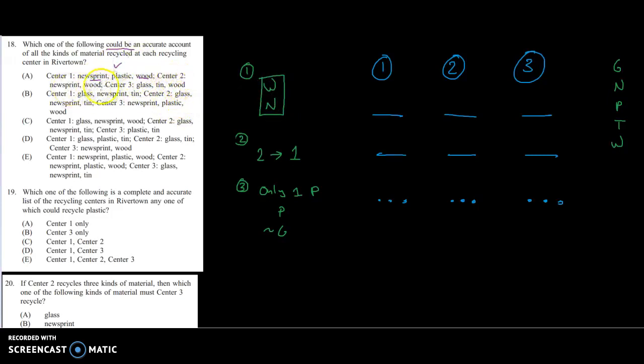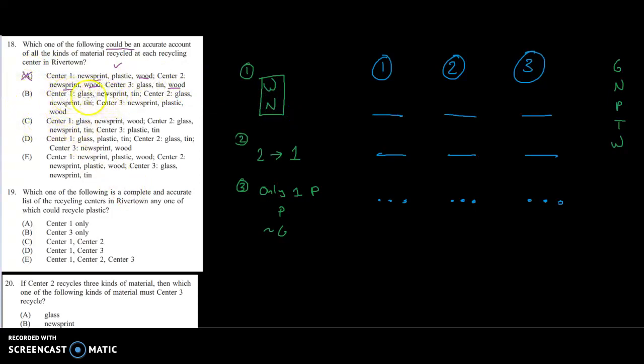Center 2, newsprint and wood. Well, wood plus newsprint fits rule 1. It also fits rule 2, because what was in center 2, wood and newsprint, is also in center 1. So far, so good. But let's look at center 3: glass, tin, wood. Okay, we got a problem. Wood, rule 1: when we have that, we have to have newsprint. It's not in center 3. That's out. Problem.